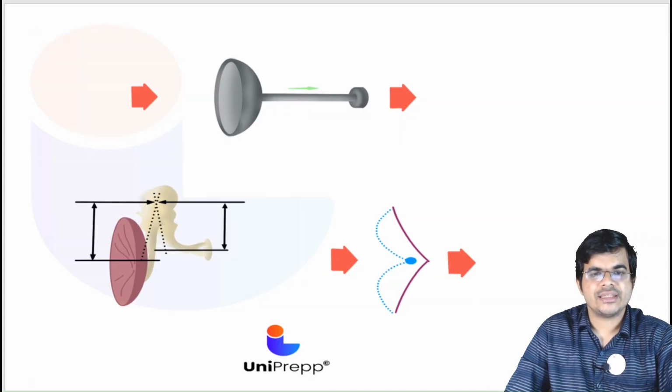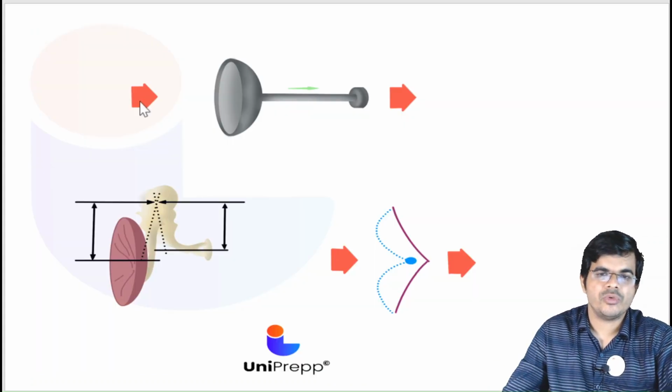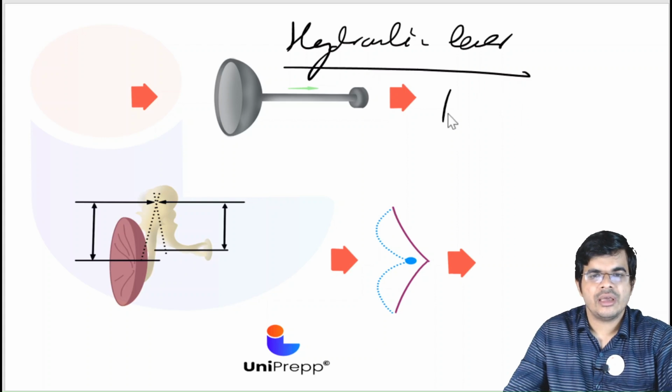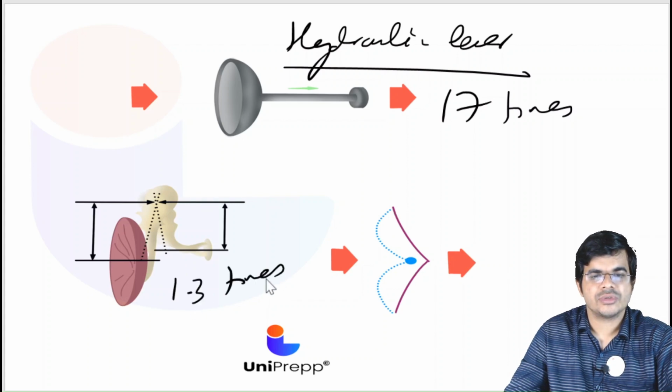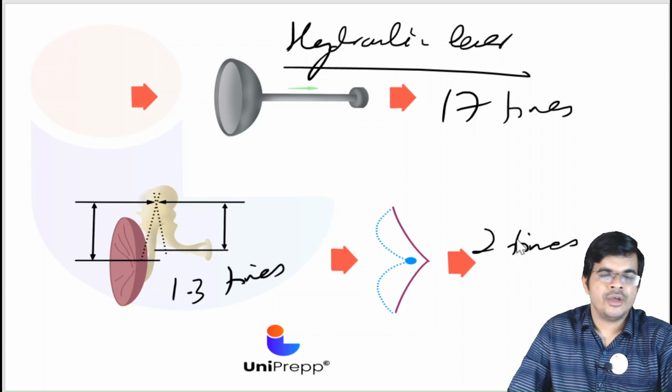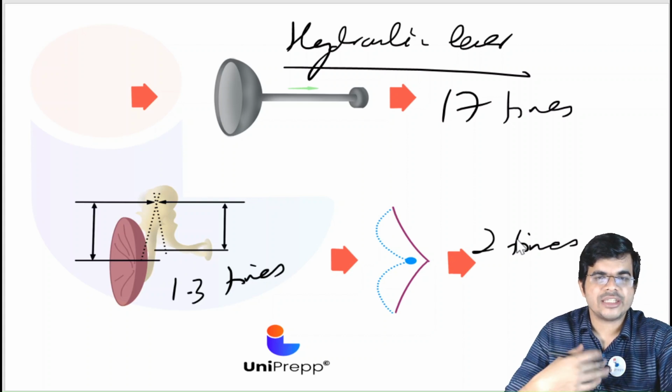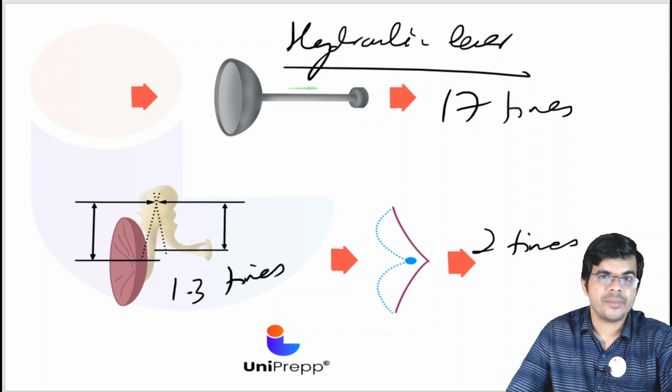So these are the three mechanisms that contribute. The first is the hydraulic lever mechanism. What is the areal ratio? It is 17 times. Now here you have 1.3 times and here 2 times. So all these mechanisms contribute to increasing the transmittance of sound. It decreases the impedance and helps to match the impedance.